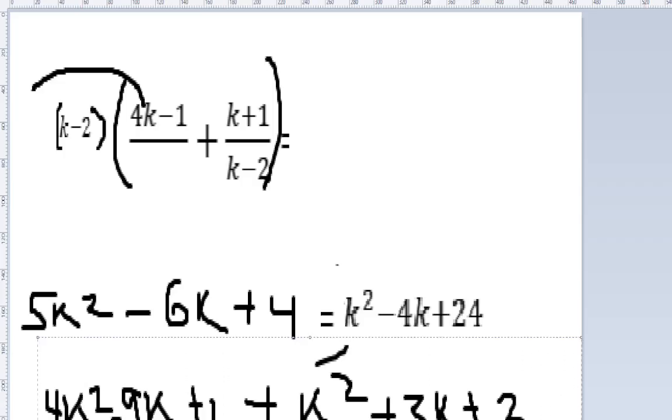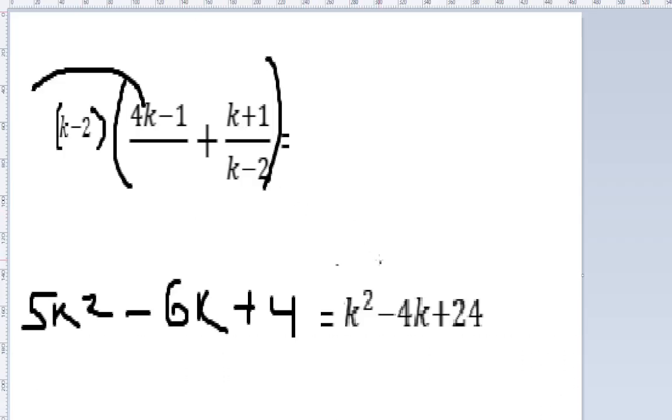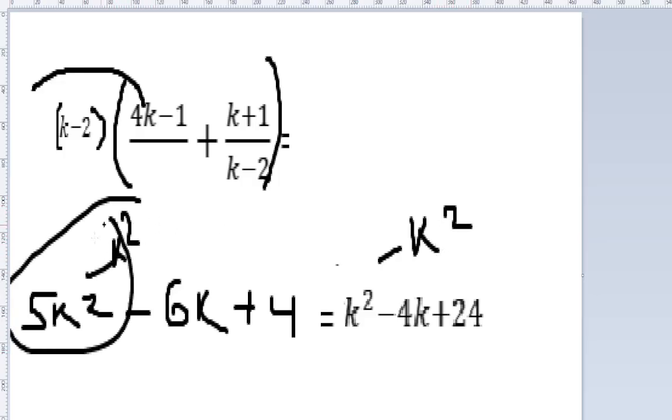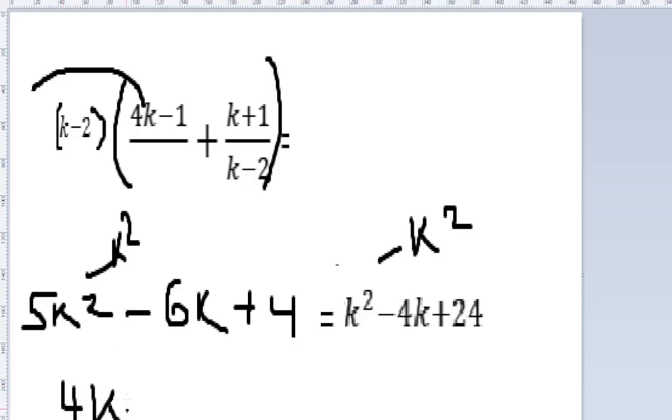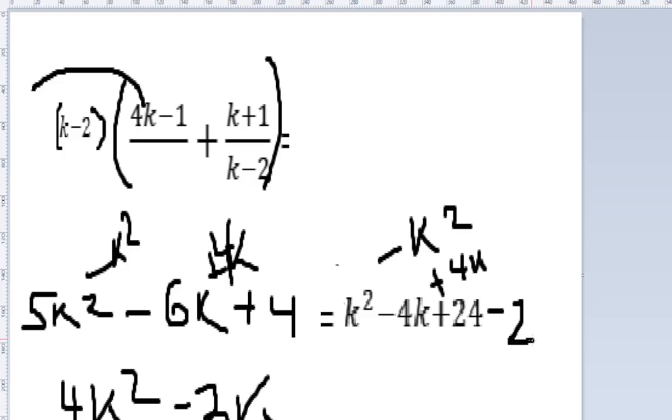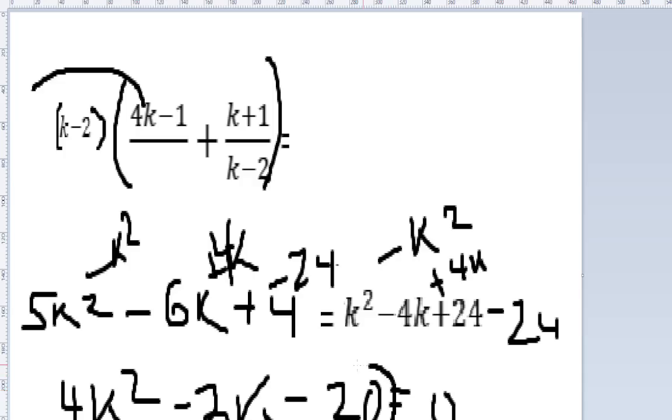And then I got to get all the k squares to one side. So I subtract 1k squared here, which means I have to subtract 1k squared here. So this becomes 4k squared. And then I have to add plus 4k here, which means I have to add plus 4k here, which means this becomes minus 2k. And then I have to subtract 24 here, which means I have to subtract 24 here, which becomes minus 20 and is equal to 0. You can see that this is the same factor we got before. You would factor out the 2 to make your life easier.